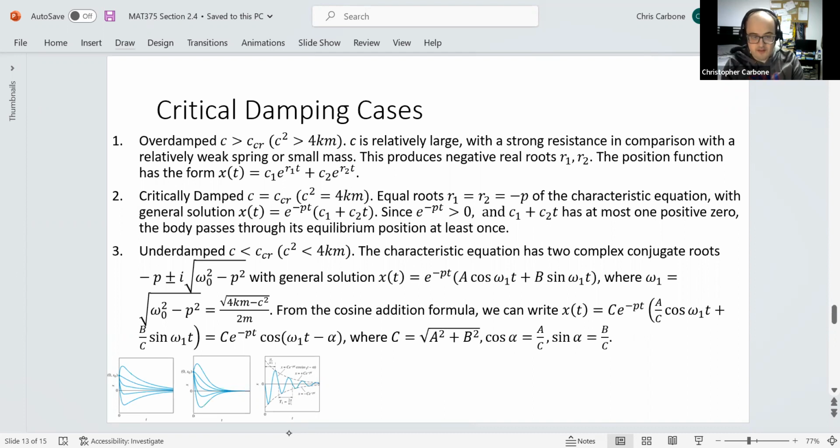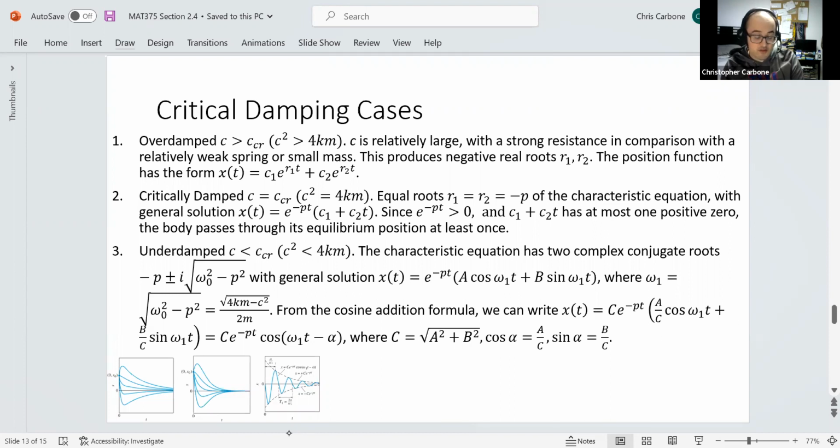So c squared is greater than 4km. If c is relatively large, we have a strong resistance in comparison with a relatively weak spring or small mass. So this produces negative real roots. The position function takes that linear combination c sub 1 times e to the r sub 1t plus c sub 2 times e to the r sub 2t.